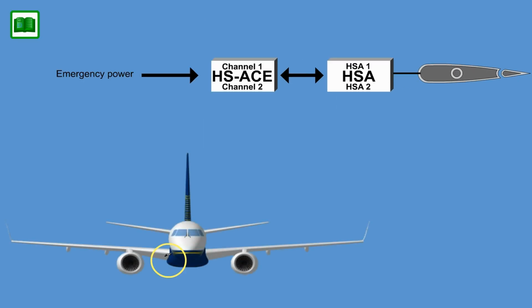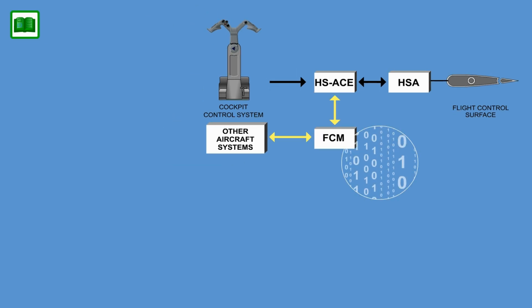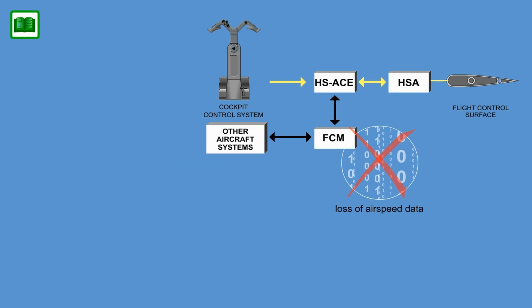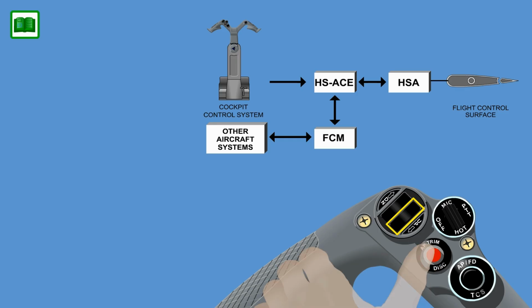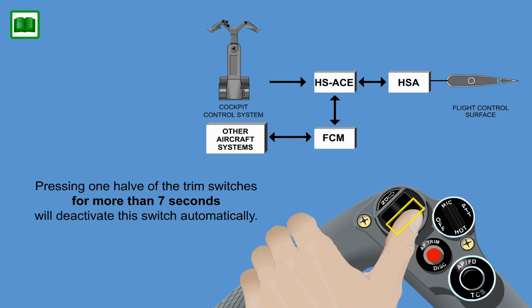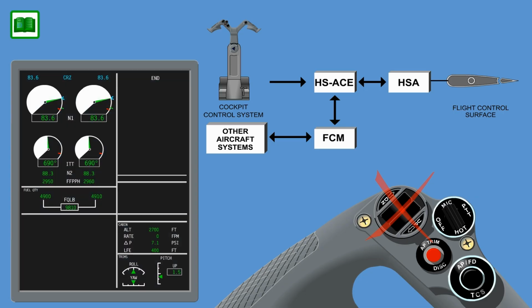In the event of an electrical emergency, only the HSTA-2 is operational at low rate. A loss of airspeed data from the FCM also results in low-rate operation of the horizontal stabilizer, providing structural protection to the surface. Pressing one-half of the trim switches for more than 7 seconds will deactivate this switch automatically. In the event of either cockpit trim failure, the respective message will be displayed on the ICUS.